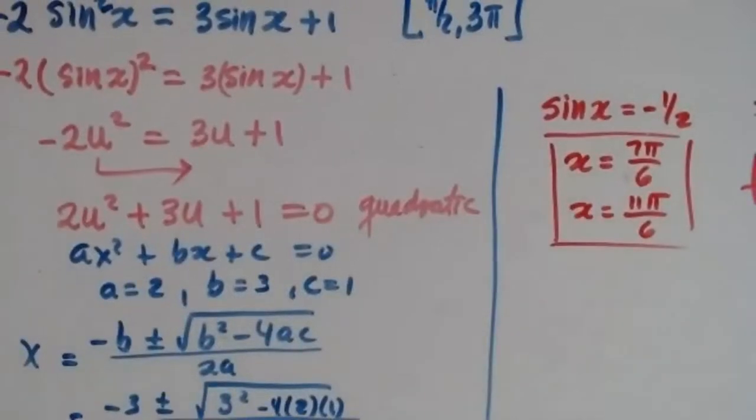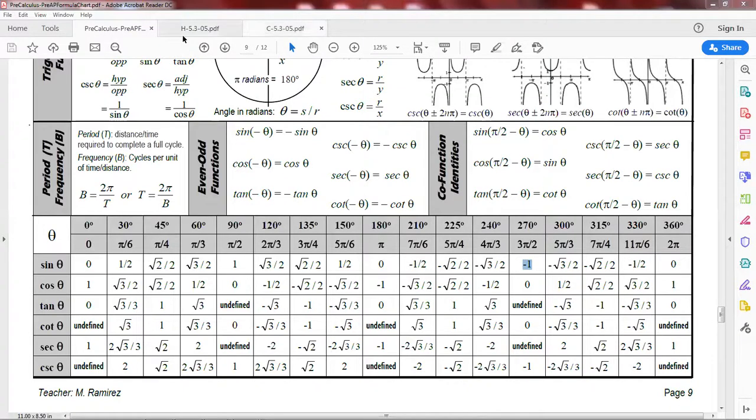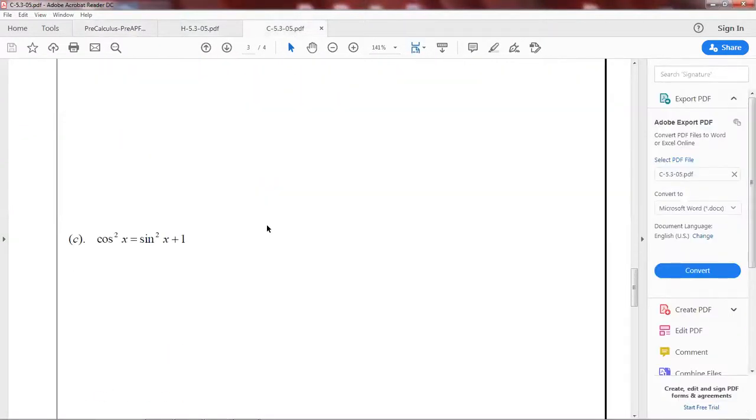One more example. Right here, this one, okay? This looks a little bit more difficult, right? This is okay. I have cosine squared of x equals sine squared of x plus 1.